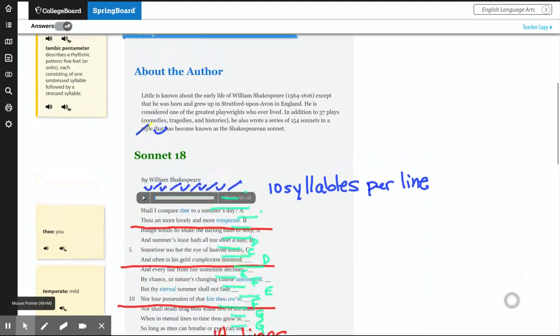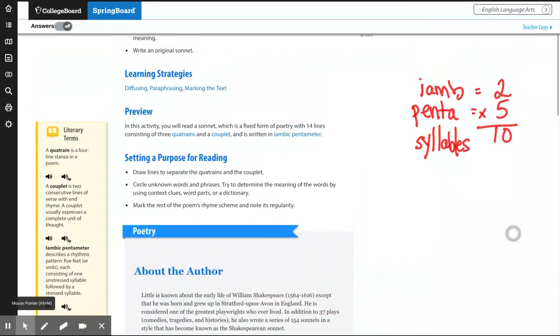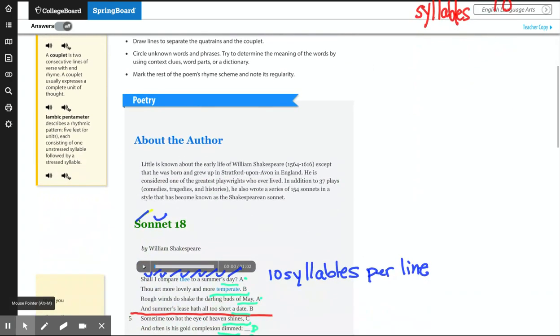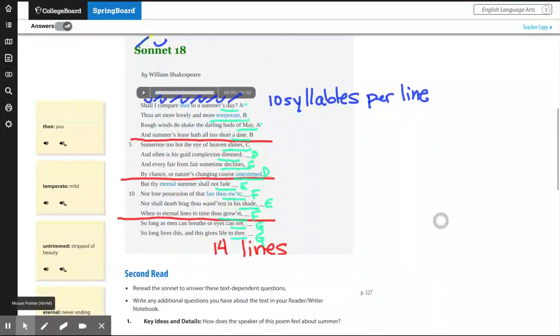All right, now, if we go back to our learning target, we can remind ourselves that what we were going to do is examine the structure of a sonnet in order to infer the relationship between structure and meaning. Now, each quatrain, just like when you write a paragraph, typically has its own topic. So I'm going to look at the first 4 lines of this poem.